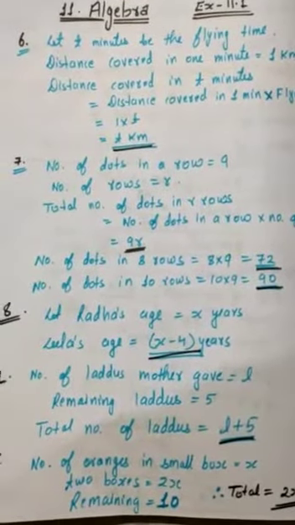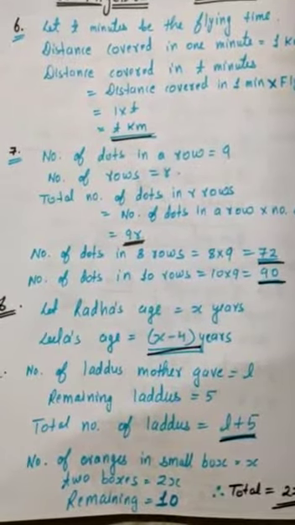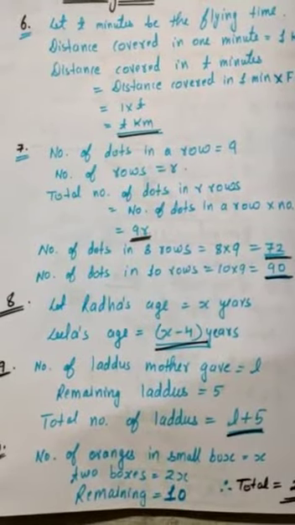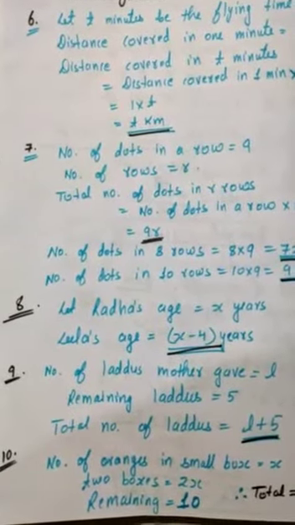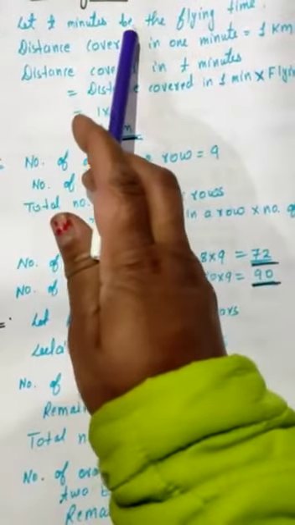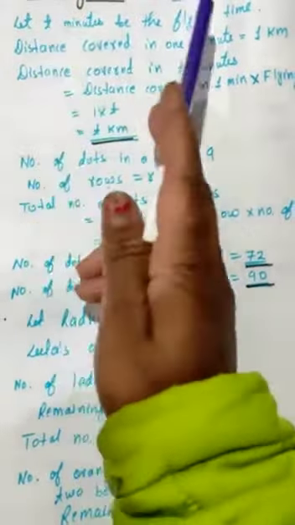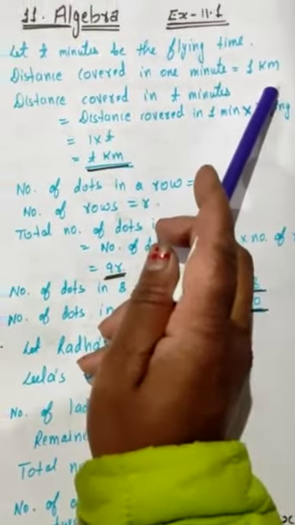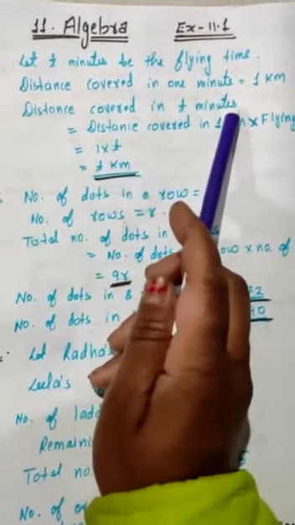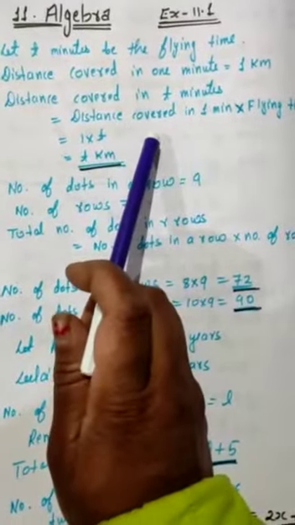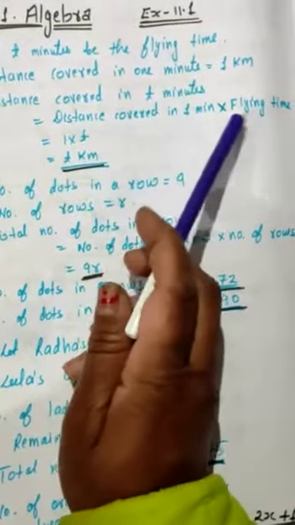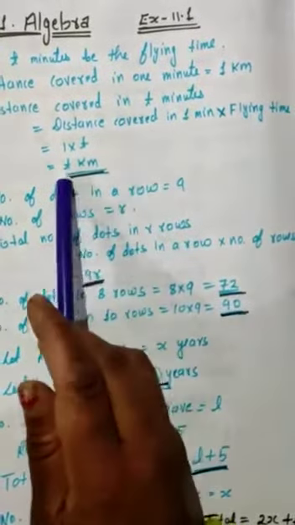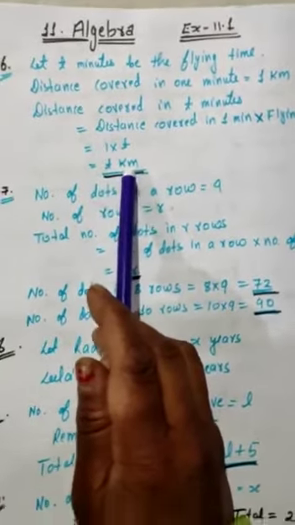So question number 6 says a bird flies 1 kilometer in 1 minute. Okay, and can you express the distance covered by the bird in terms of flying time in minutes? Okay, so let t be the minutes of flying time, यानी कि t minutes तक fly किया है bird ने, and distance covered in 1 minute is 1 kilometer. This is given to you in the question. Then distance covered in t minutes will be 1 into t, distance covered in 1 minute into flying time, जितने minutes के लिए bird ने fly किया है, so it will be t kilometer. So this is the answer.